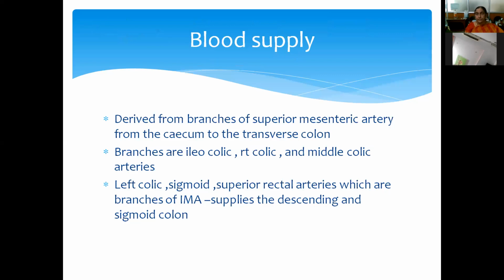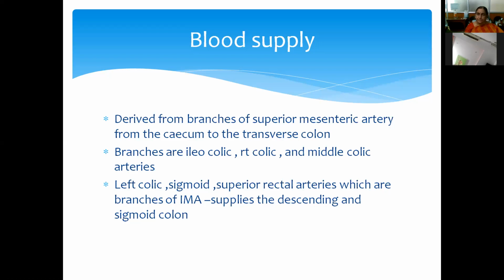Coming to the blood supply of the large intestine, it is mainly derived from the superior mesenteric artery and inferior mesenteric artery. The branches of the superior mesenteric artery supply the large intestine from the cecum to the middle, or almost the proximal portion, of the transverse colon, whereas that of the inferior mesenteric artery supplies the rest of the intestine.